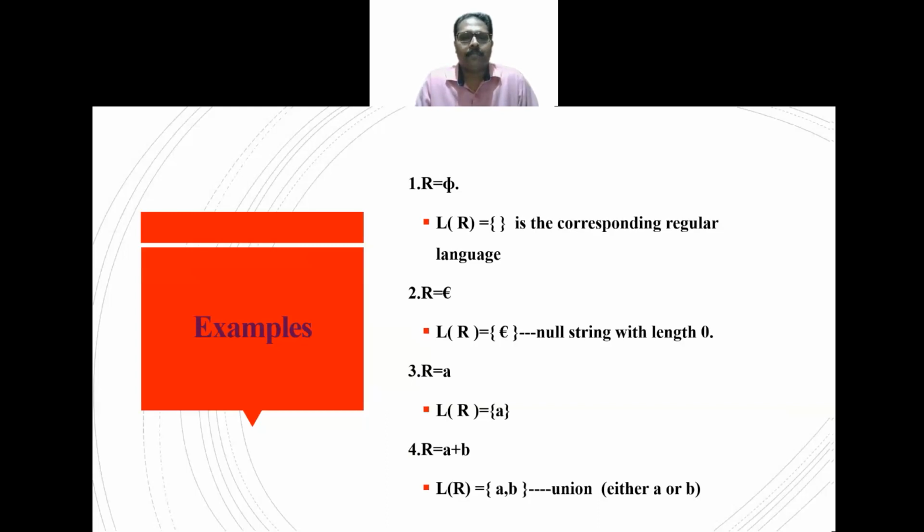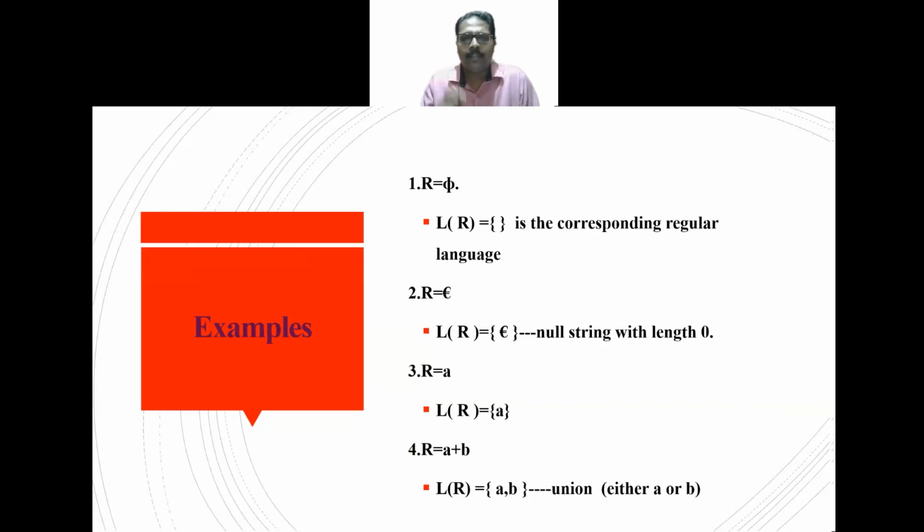Consider a set of examples. Here I am specifying a large set of examples. First one, regular expression R is equal to null set. Then the language over that regular expression R can be defined as a null set, the set without any element. It corresponds to the regular language. Then second example, R is equal to epsilon. Epsilon, you all know, is a string with length 0, a null string, an empty string. Then the language over that regular expression is equal to the set containing epsilon.